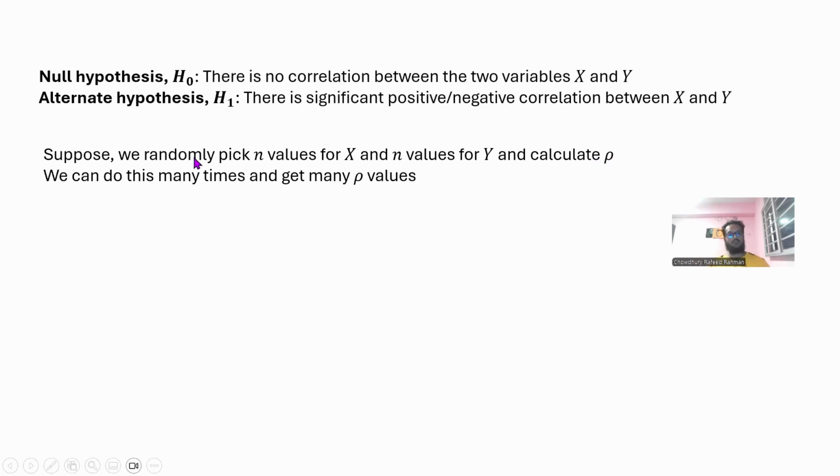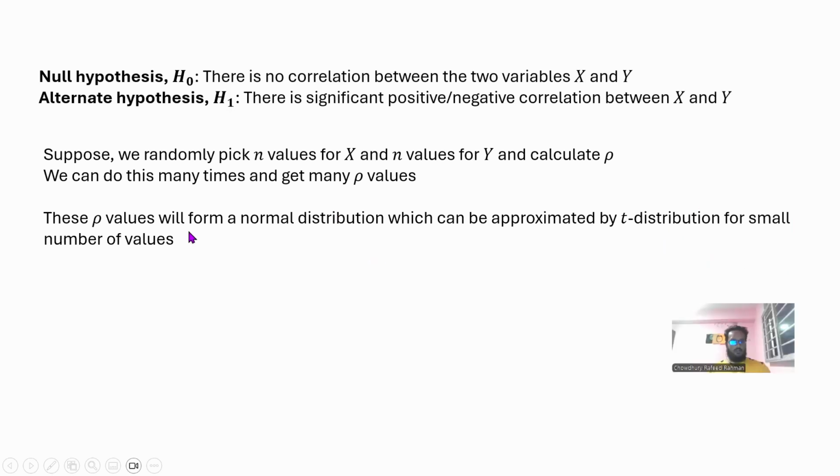Now we can do this many times. We can pick n values for x and n values for y and get the rho value many times, 5, 6, 7, 8, 9, 10 times maybe. If we do this 10 times, we are going to get 10 rho values, right? Now, these rho values have resulted from random picking of x and y.